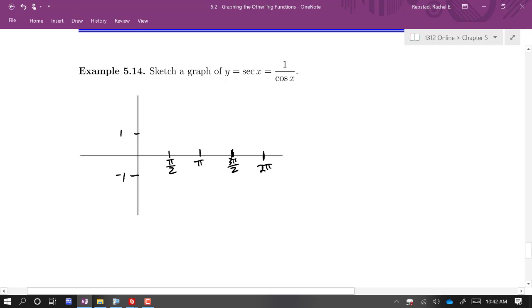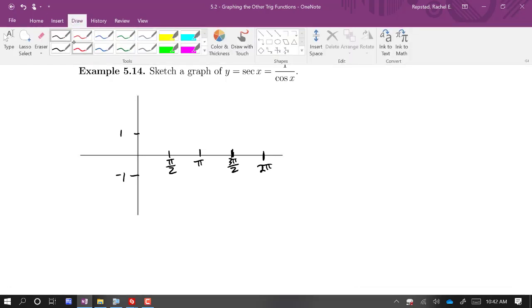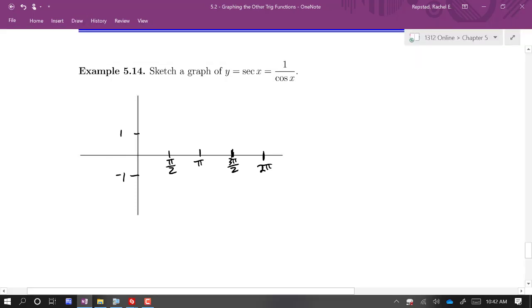I'm going to leave space on either side. I don't want to take up the whole y-axis with the amplitude of cosine. And cosine starts at its peak. And then it moves to 0, then its minimum, then 0, and then back to its maximum. So here's the cosine curve. And wherever cosine is 0, that's where I'm going to have these vertical asymptotes. And then we draw in those U-shapes.